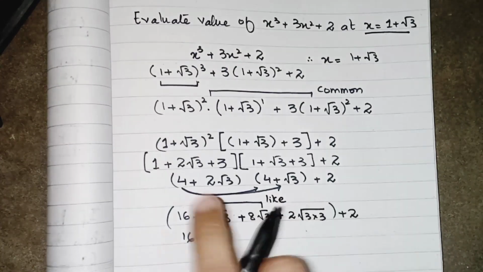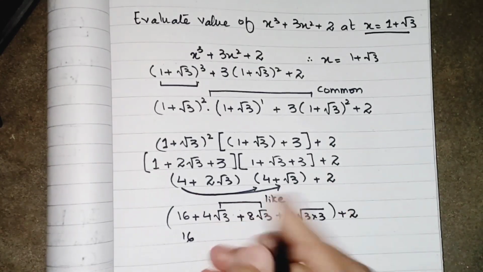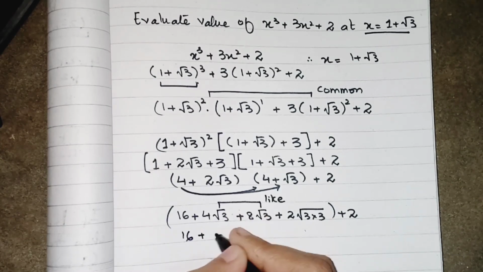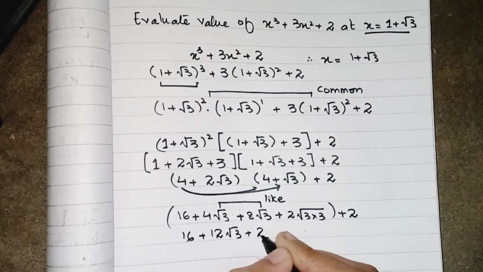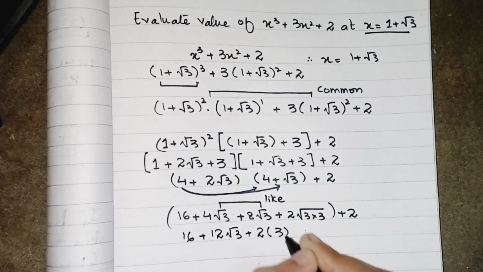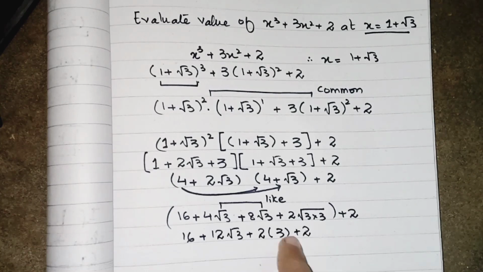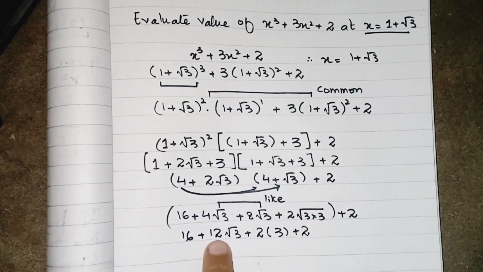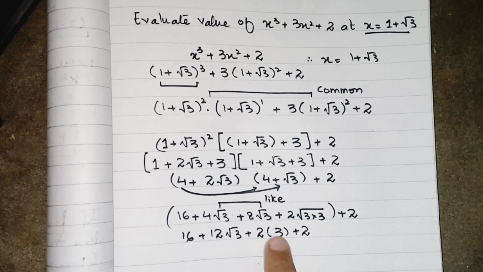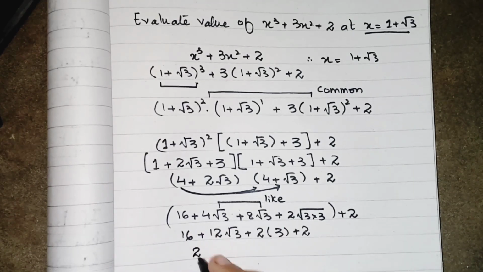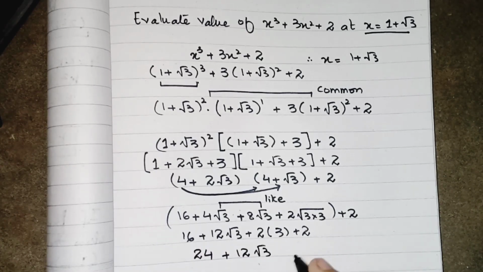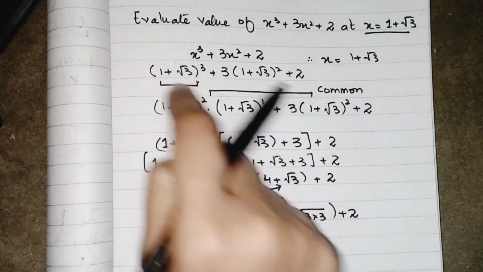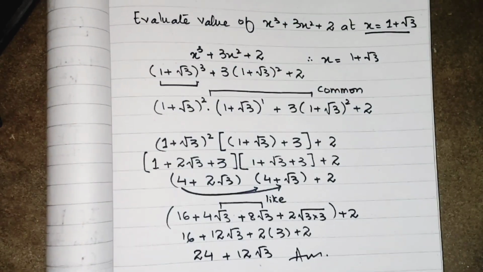Now these two are like terms. How can we say they are like? Because both have the same root value, so we can add them. 4 plus 8 is 12 root 3, plus 2 into 3, plus 2. Because now this one will be solved, what do we get? 16. 2 into 3 results in 6. 6 plus 2 is 8. 8 and 16 give us 24 plus 12 root 3, which is our answer for x cube plus 3x square plus 2.